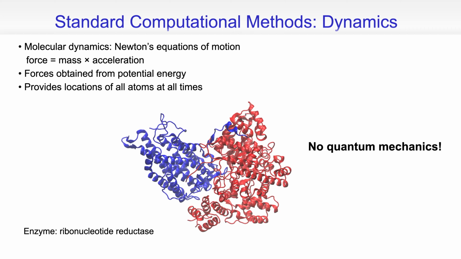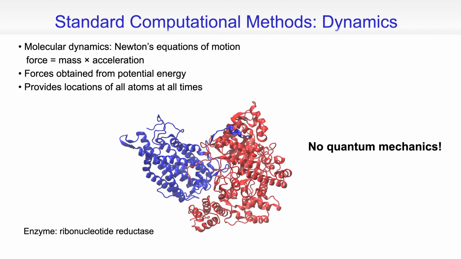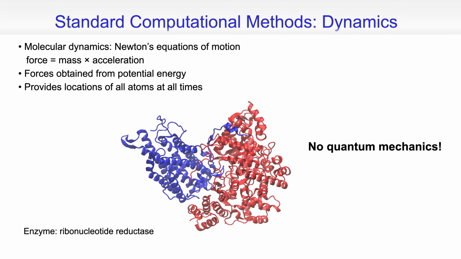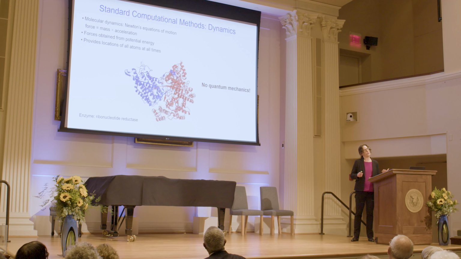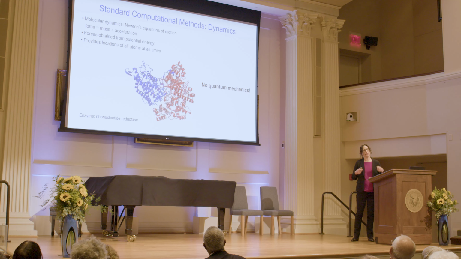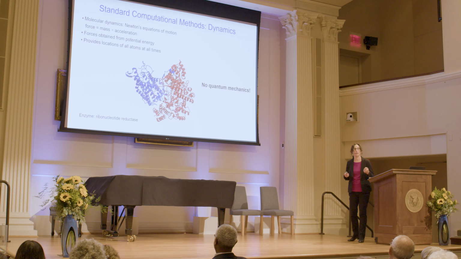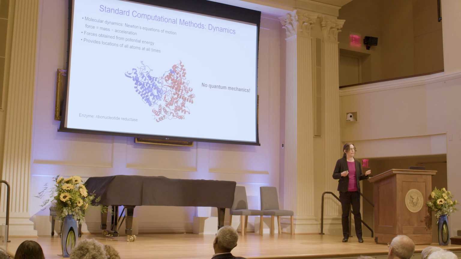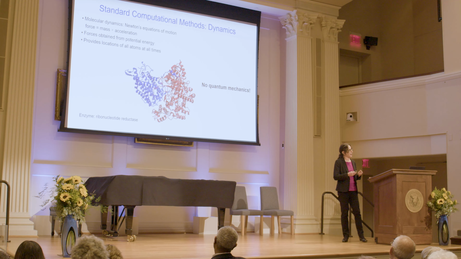But so far, when I've talked about these computational methods, there's no quantum mechanics, right? Everything is being treated classically. But I already told you how important quantum mechanics is for electrons and protons to delocalize. If we want to break or form chemical bonds, we need to describe the electrons quantum mechanically. If we want to describe a hydrogen tunneling, we need to treat that proton quantum mechanically.